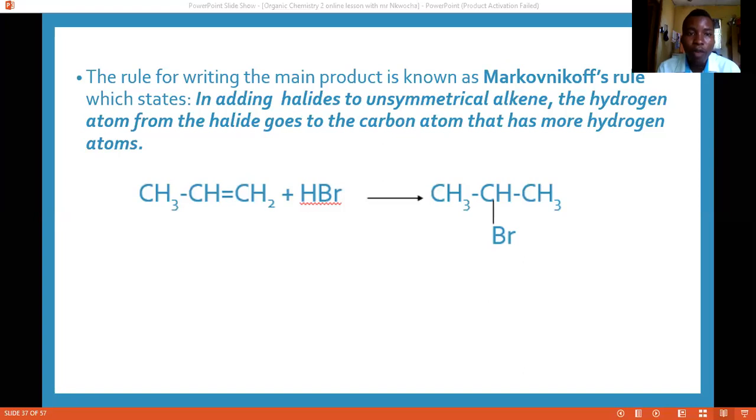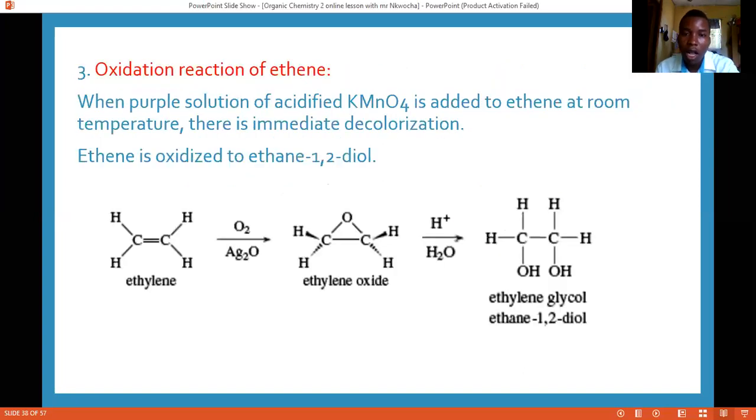All right. Then this is the oxidation, like I've already shown you here. This is another reaction that we use to differentiate between alkane and alkene.